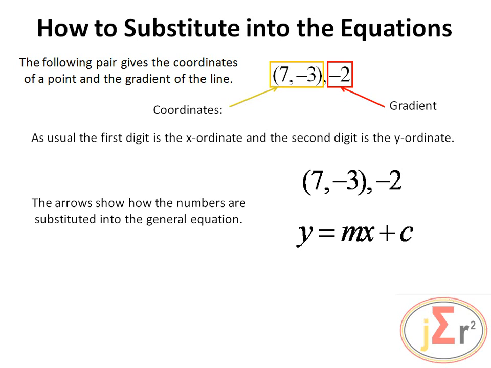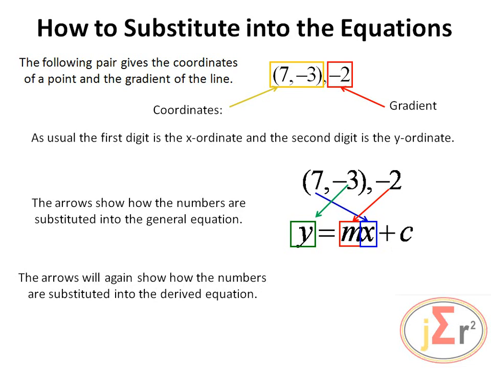The arrows show how the numbers are substituted into the general equation. So we have the point and the gradient. How do we substitute that in our equation? y is equal to mx plus c. The value of y goes as y. The value of the gradient goes right there. And the value of x goes right there. Now, what about c? Our duty is to determine the value of c.